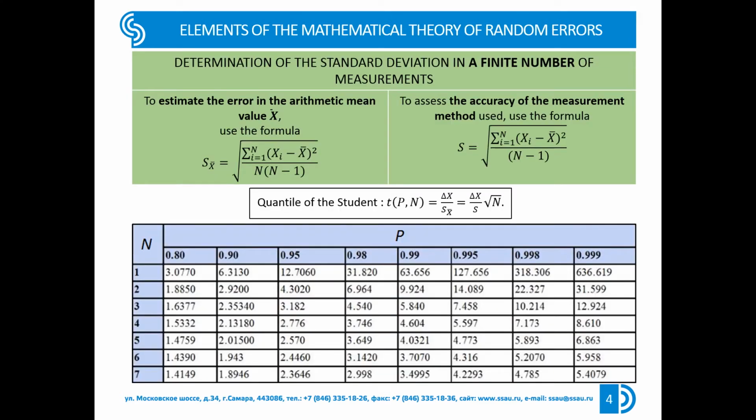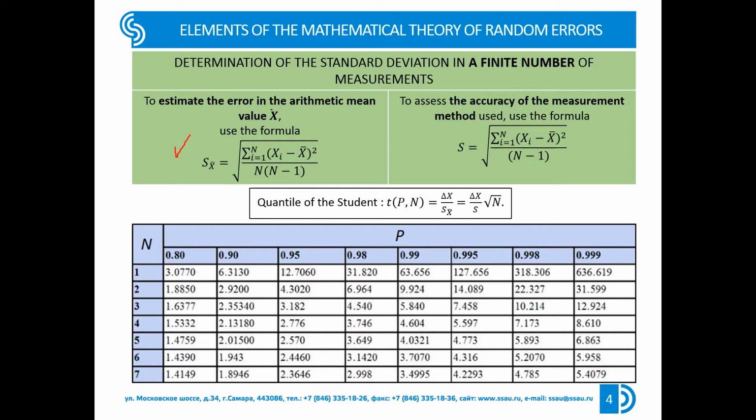Up to now, we have assumed that we have an unlimited number of measurements at our disposal. In practice, however, we often have to deal with a finite number of measurements. In this case, the formula shown on the left-hand slide should be used to estimate the error in the arithmetic mean value of all measurements taken. As the number of measurements increases, the standard deviation of the arithmetic mean decreases, which is often used to improve accuracy when random error is a determining factor.